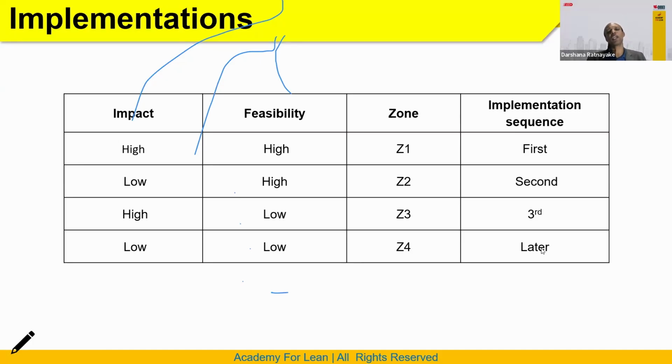You can decide whether you are doing it or not. Even if you do, it's not easy to do, and even if you do it the hard way, there's no benefit. So you can say, okay, we don't want to do these projects. You can give up or you can keep it for later. Once you finish zones 1, 2, 3, then if you have time, only then go for zone 4. Otherwise, just forget it because there is no impact and you need more resources.